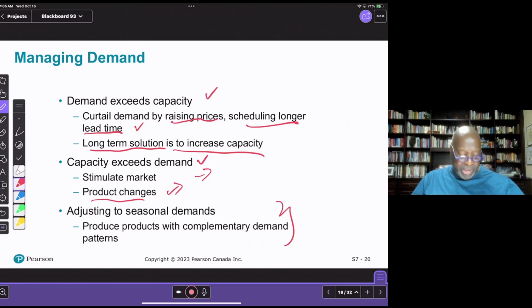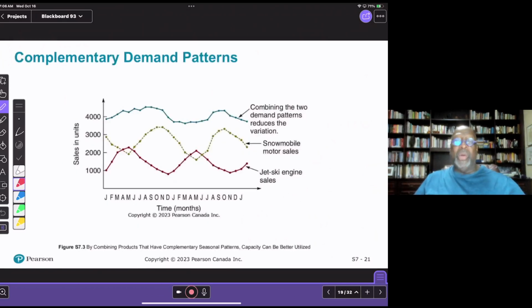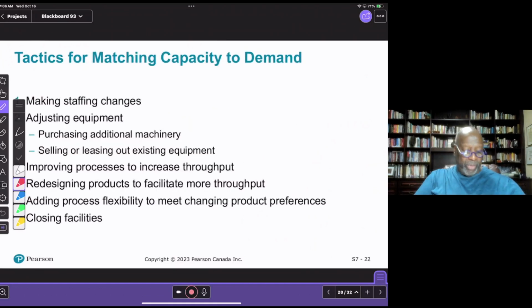Adjusting to seasonal demands, produce products with complementary demand patterns. So snowmobiles in the winter, and well, actually we have to reverse them because you need the snowmobiles in time for winter. So maybe in the fall you're producing snowmobiles, and then in the spring you're producing lawnmowers. If your factory could produce both of these items, all right. So when you have complementarity, you actually help to stabilize your organization.